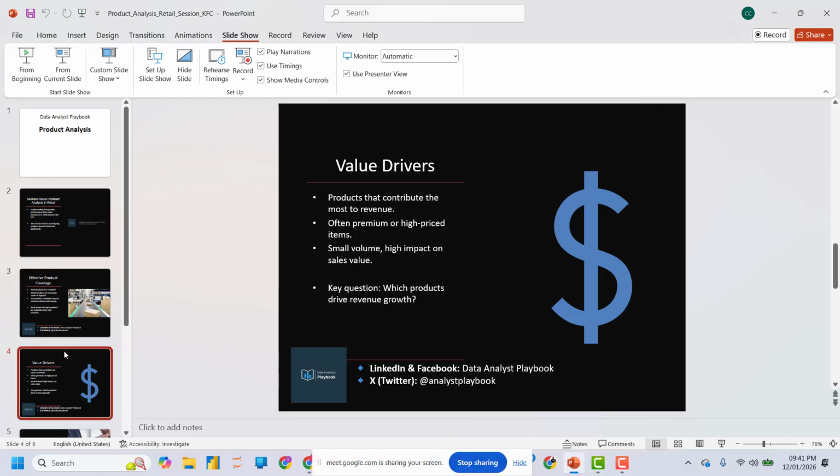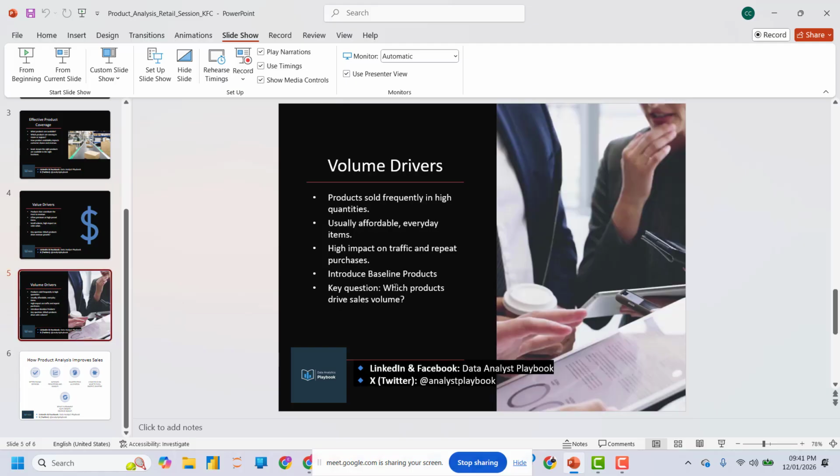So let's move forward to volume drivers. Just like value drivers, volume now increases quantity. We are now talking about quantities. They are very affordable. In fact, anybody can afford them. They just help you bring repeat customers.